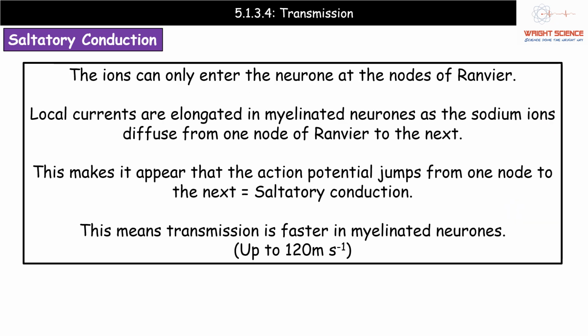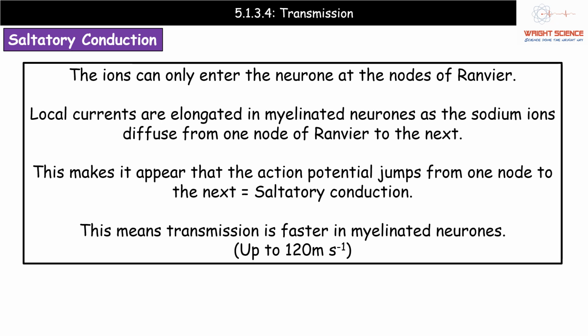So because the myelin sheath is preventing these ions from diffusing across the membrane wherever those Schwann cells are, the only place the ions can actually enter the neuron is at the nodes of Ranvier. So what we're seeing as a result of this myelination is that the local currents generated by the movements of those sodium ions are going to become elongated, because the sodium ions are only going to be able to diffuse from one node of Ranvier to the next. That's the only place they can enter. The rest of the way, they've just got to diffuse along the axon or the dendron.